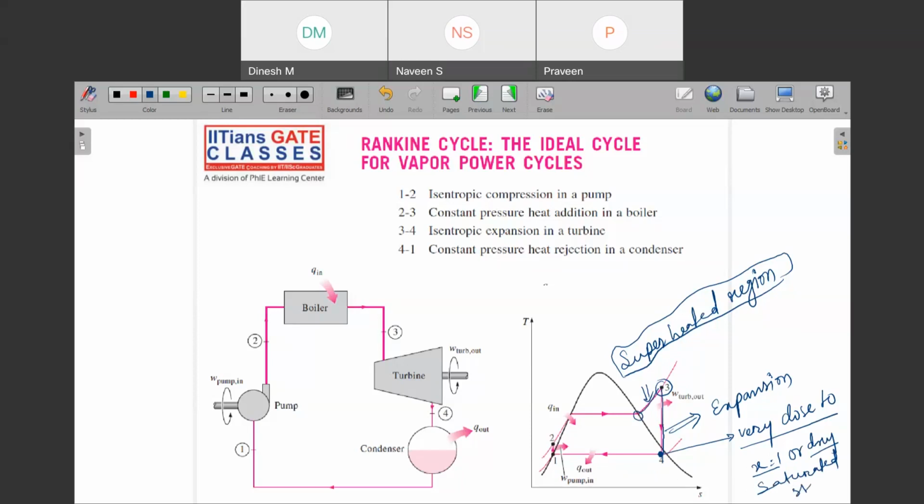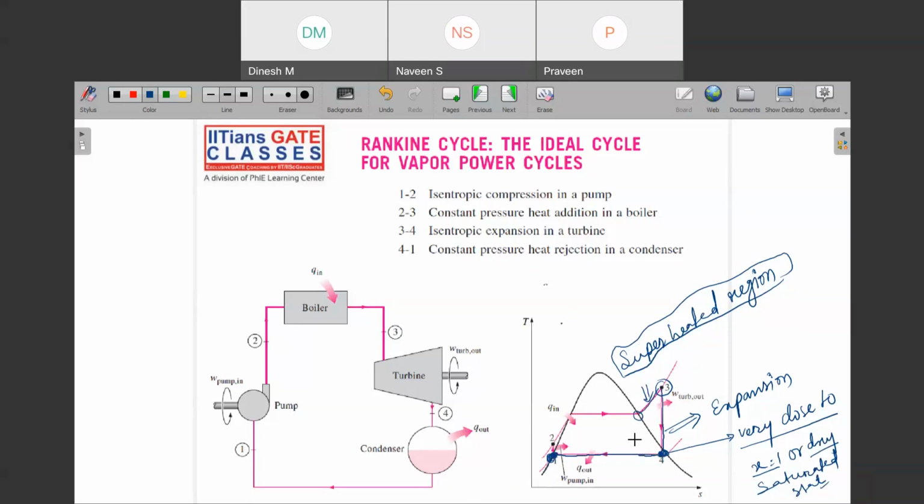Dry saturated state, this is right. So I am close to that region again. And then what you have done when you were trying to reject the heat, you have gone till the saturation curve. Can you remember that saturation curve? At the saturation curve, only the fluid part was existing. So here you are at the saturation point.